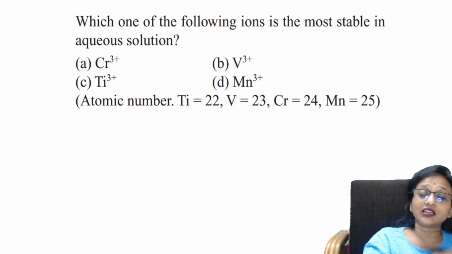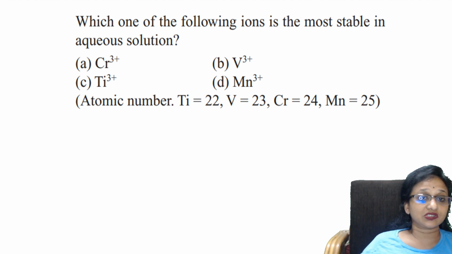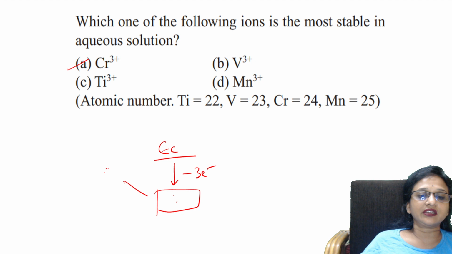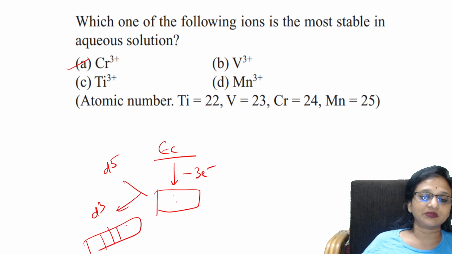Which of the following ions is the most stable in aqueous solution? Again the same story. Earlier we did the same question. So what should you do? Chromium plus 3. I told you, write the electronic configuration. I did this question earlier. Take out 3 electrons and check what configuration you're getting. If you get d5 configuration, or if you get d3 in t2g, they are stable in nature. Done. Next question.